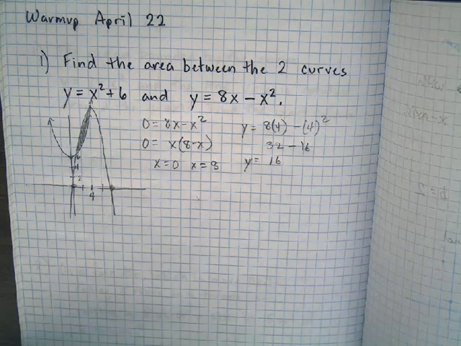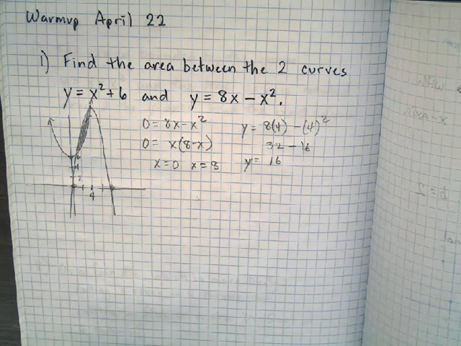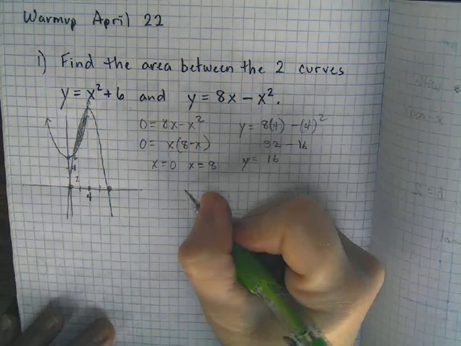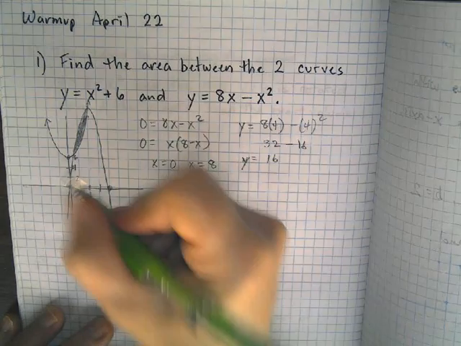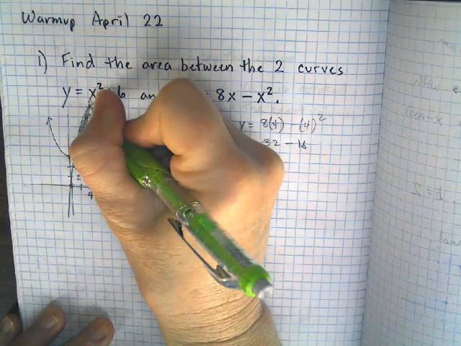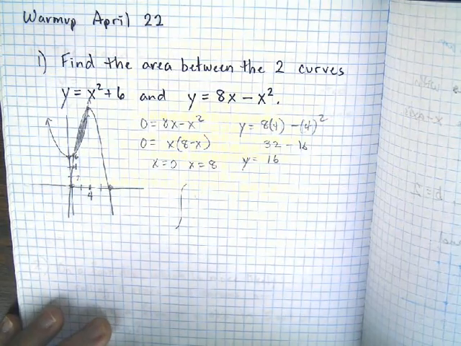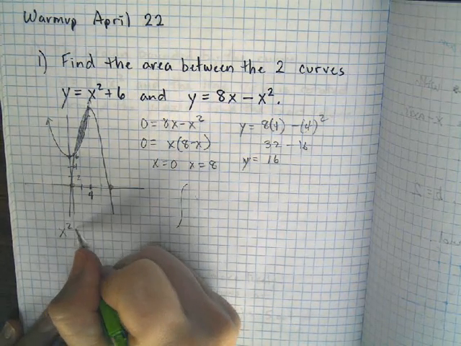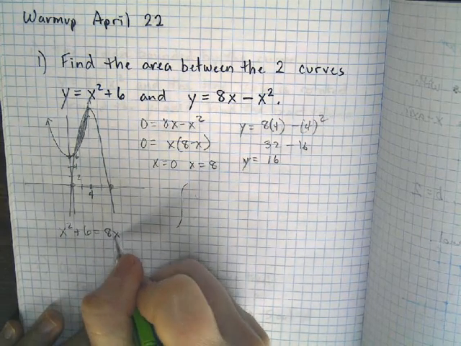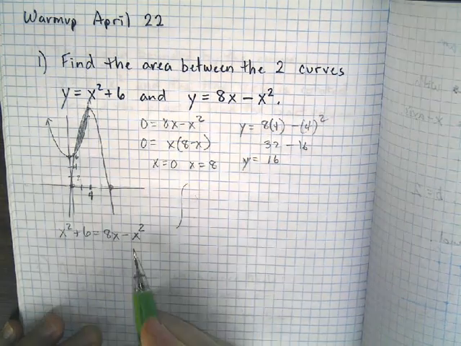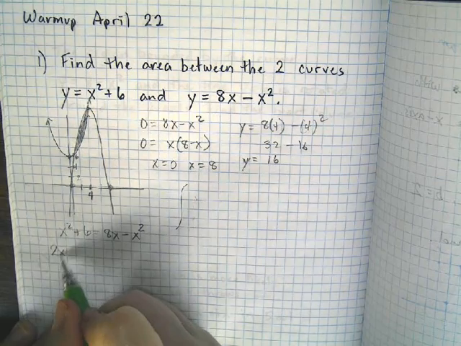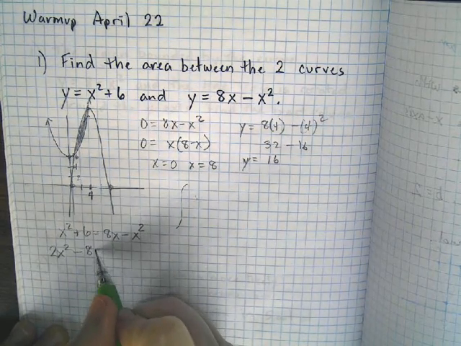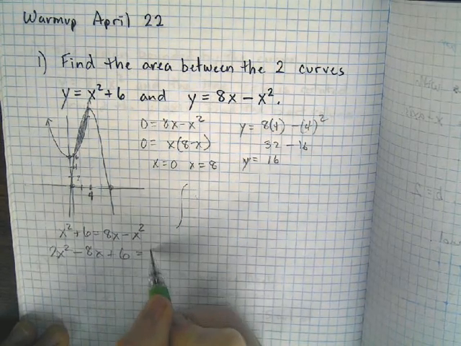All right, so let's go ahead and set it up. I know that my integral is going to go from this point to this point, so I need to know where they are crossing. So I'm going to set the two equations equal to each other. x squared plus 6 equals 8x minus x squared. Add x squared to both sides. I get 2x squared minus 8x plus 6 equals 0.